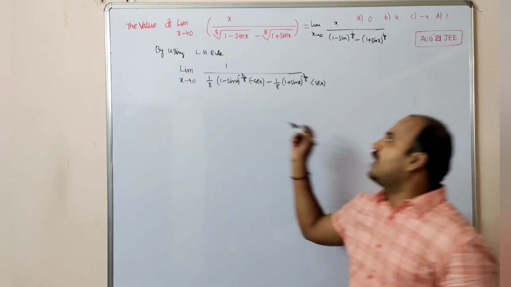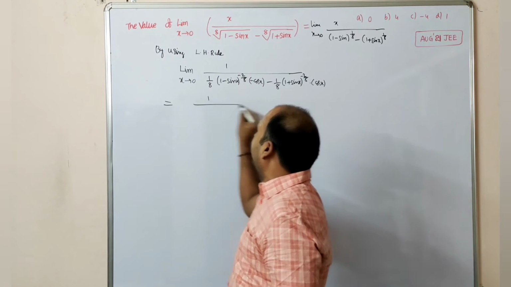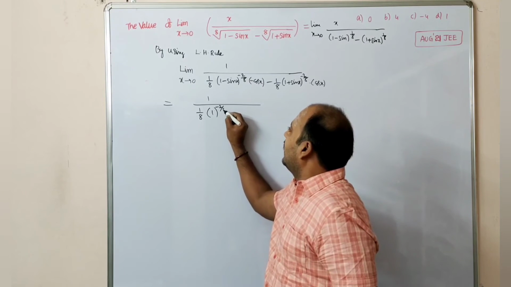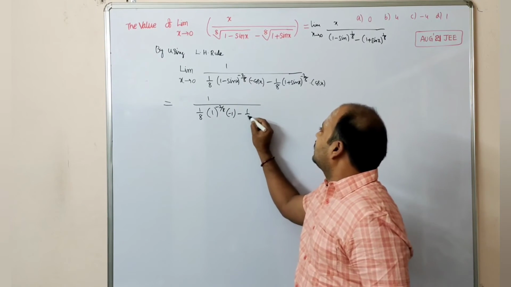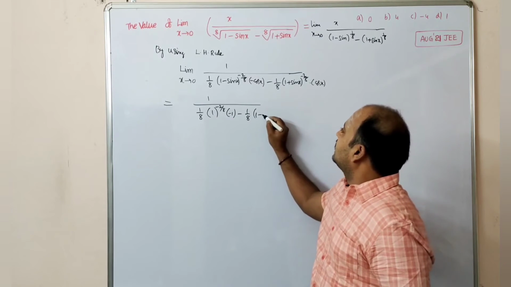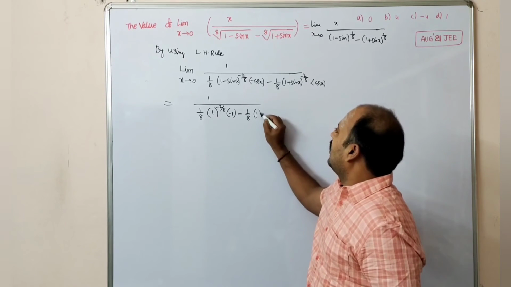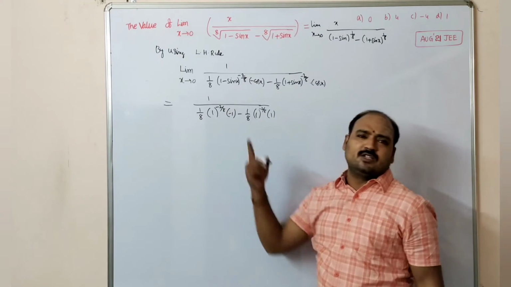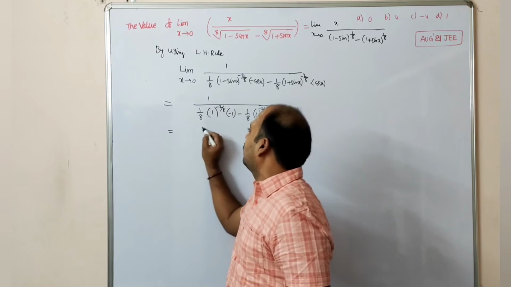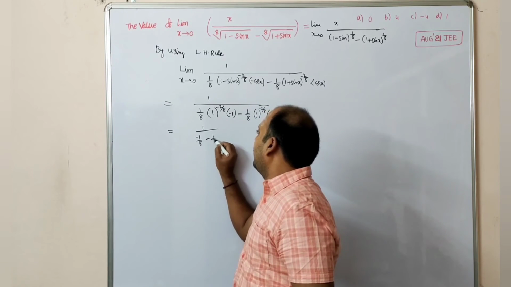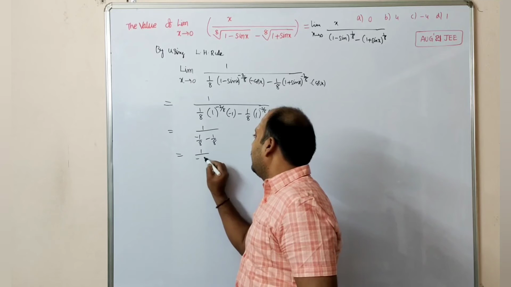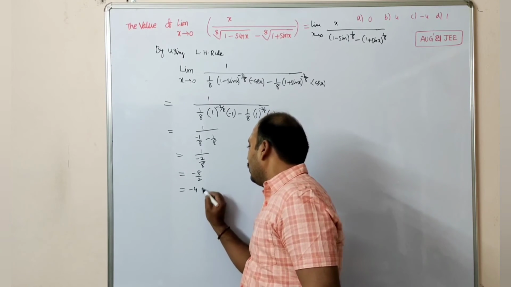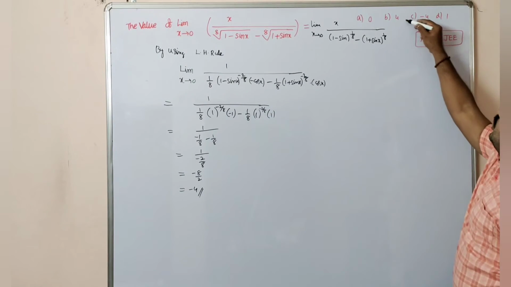Now wherever x is there, replace with 0. It will become 1 by 8, 1 power minus 7 by 8, into minus 1, minus 1 by 8 into 1 plus 0. No need to write 0 again. 1 power minus 7 by 8 into 1. 1 power anything is 1 only. So minus into 1 by 8 is minus 1 by 8. Minus 1 by 8 minus 1 by 8 is equal to minus 2 by 8, which is equal to minus 8 by 2, that is minus 4. So minus 4 is there in the third option.